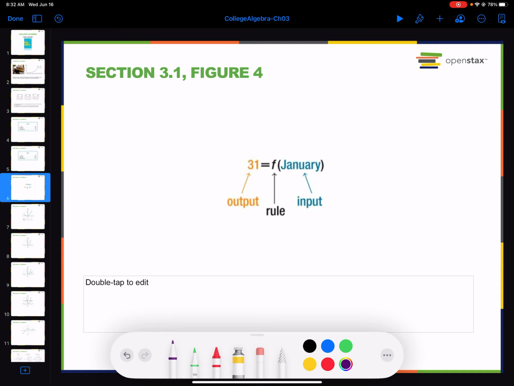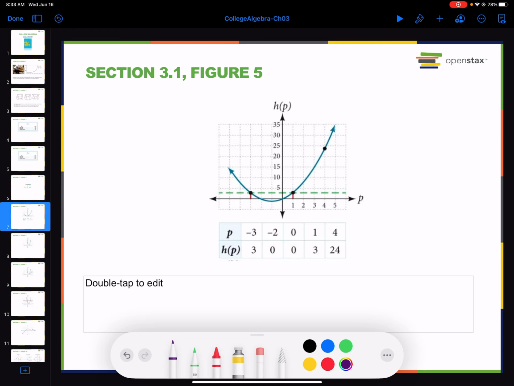Visually, here's an example of this. If we have f of x equals 31, in this case, January is the input. The rule looks like it's saying how many days are in that month, so your output for January would be 31. And here's an example where you can map. Your function value, h of p, is 3 when you plug in negative 3. If you go to x and go down to the negative 3, your value is going to be positive 3.